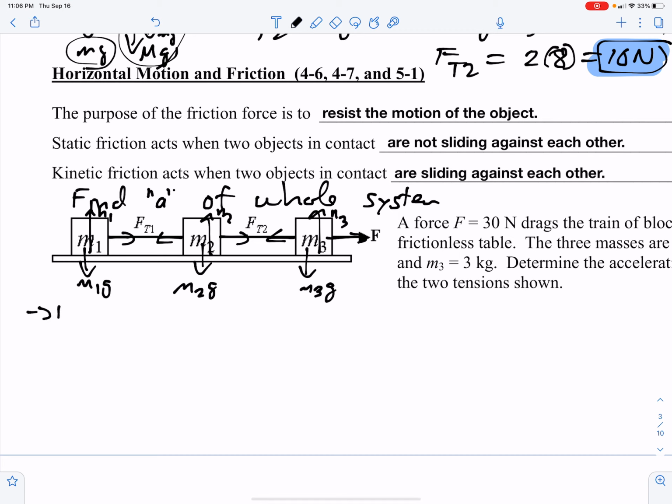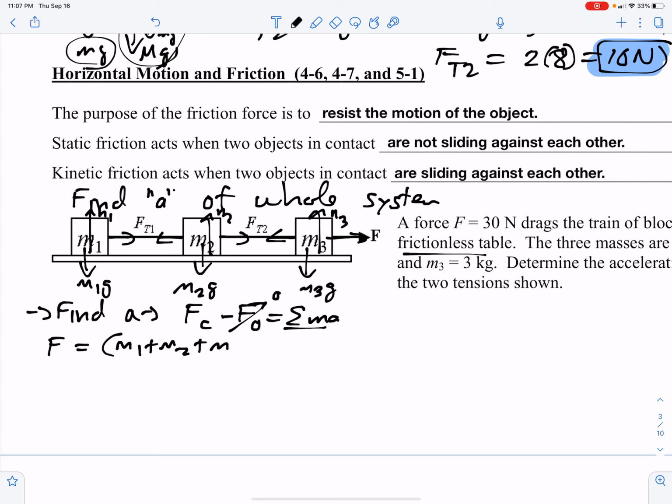So to find acceleration, we're going to use Newton's second law applied to the entire system. Causing force minus opposing force equals sigma ma. The causing force would be F. Any opposing force would be like friction opposing the movement of any of those blocks. And since it is frictionless, we do not have an opposing force for this example. So the applied force F is equal to the sum of all the masses, that would be M1 plus M2 plus M3 times a.